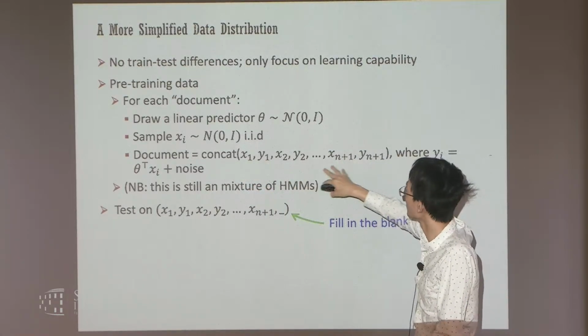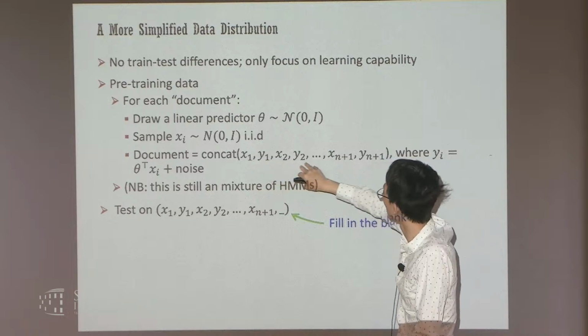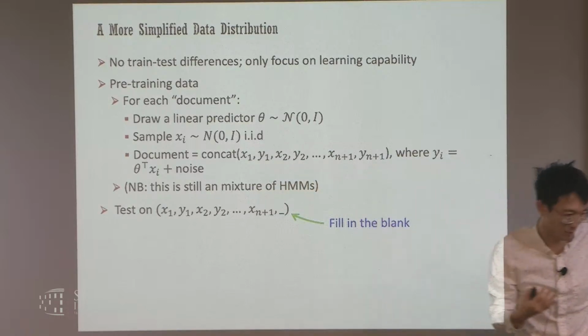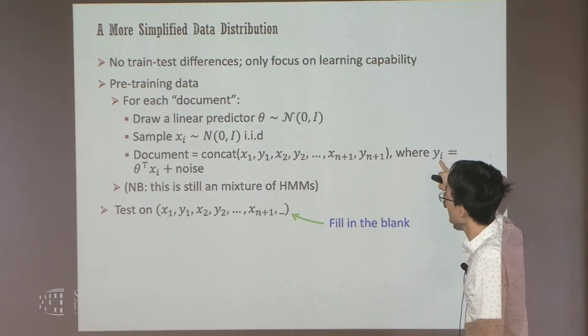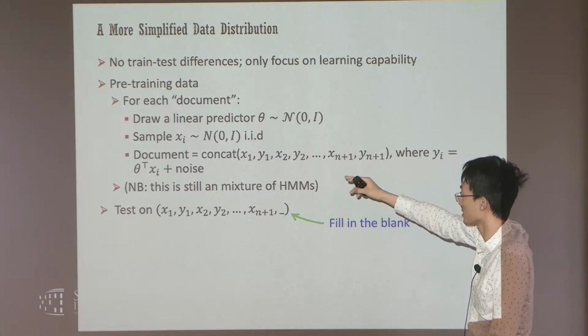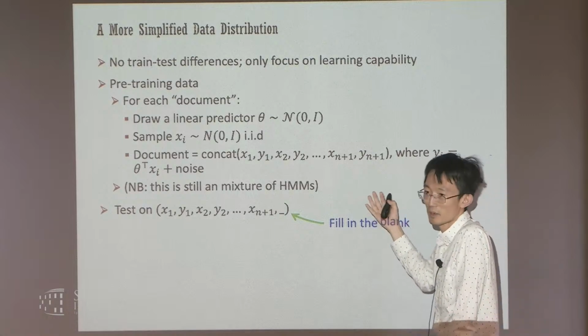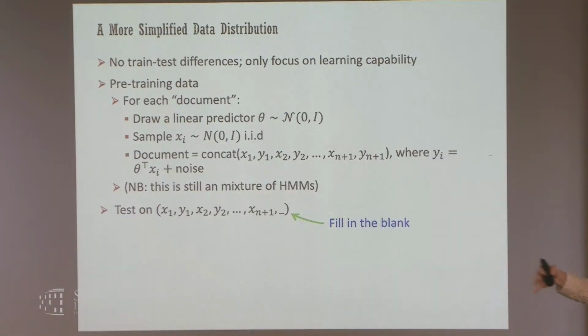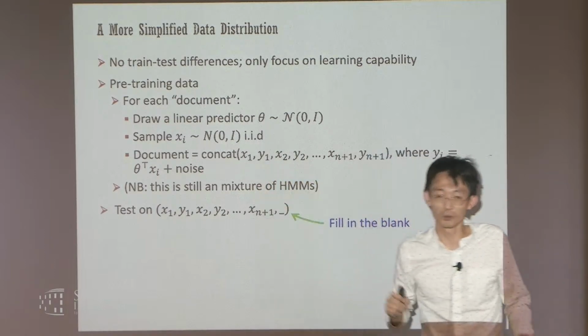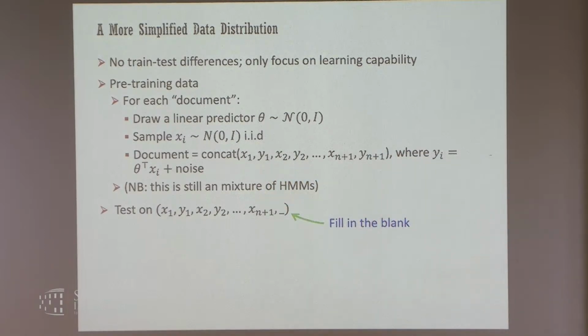For n plus 1 of them. Like so, basically you can think of this as a data set with n plus 1 examples, but you concatenate them into a string. So that's the document, where y is basically a linear function of xi plus noise. Technically this is still a hidden Markov model, without even needing a hidden state, because you just keep generating more or less independently, except that y depends on x, and that's the only dependency between the tokens in this document.